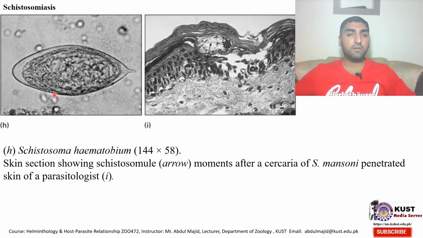And here in H, you can see the Schistosoma haematobium. It is the egg of Schistosoma haematobium, which is 144 by 58 micrometers in size. And here in this cross section of the skin, you can see the cercaria, which entered, or penetrated, into the skin of a scientist, and it's moving toward its point now.